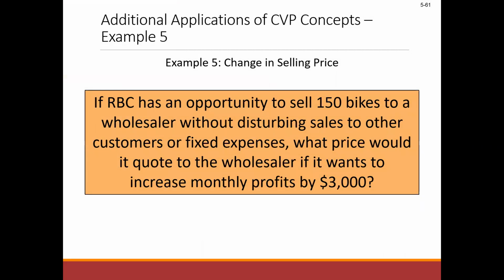If RBC has an opportunity to sell 150 bikes to a wholesaler without disturbing sales to other customers or fixed expenses, what price would it quote to the wholesaler if it wants to increase monthly profits by $3,000? Well, won't we come up with a contribution margin times the quantity? If we want to increase our profits by $3,000, that divided by our 150 bikes needs to be our contribution margin, doesn't it?